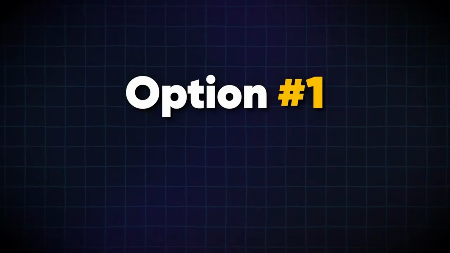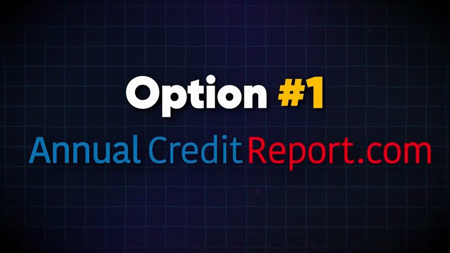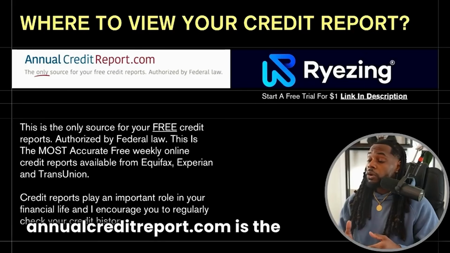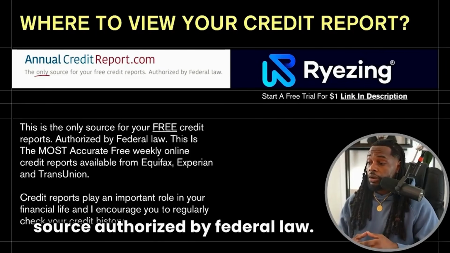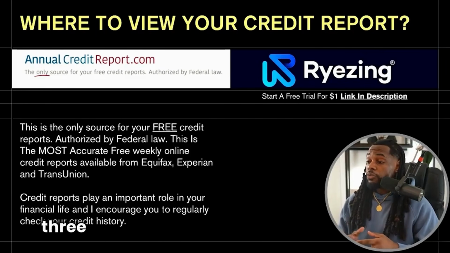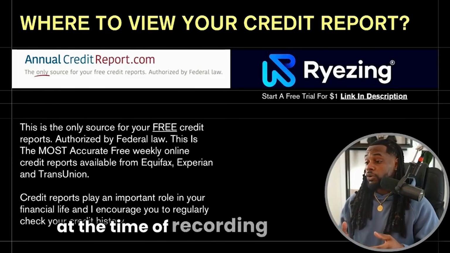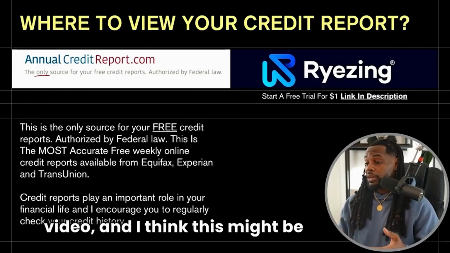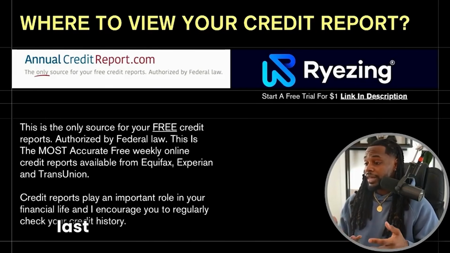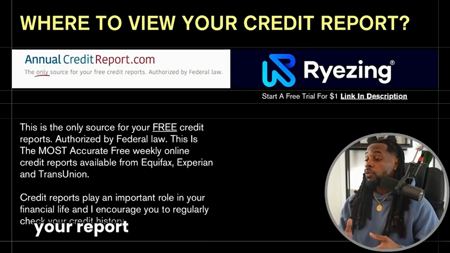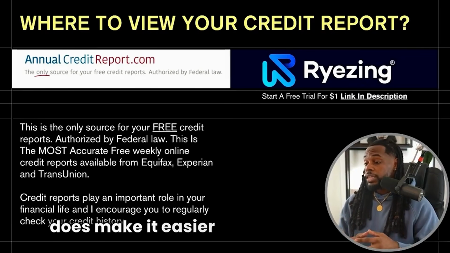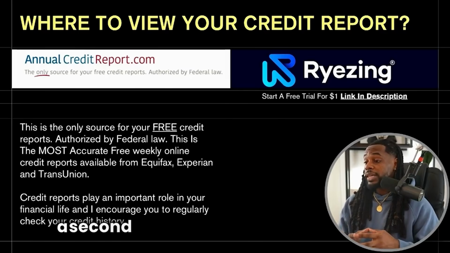My first recommendation is annualcreditreport.com. Annualcreditreport.com is the only source authorized by federal law to let you receive all 3 of your credit reports. And at the time of recording this video, and I think this might be an ongoing thing because I've been saying this for the last 2 years, you can pull your report once per week, which makes it easier for you to track your updates while you're disputing. Again, that can be subject to change, which is why I'm also going to be giving you a second recommendation.